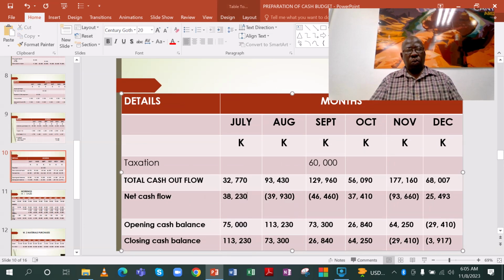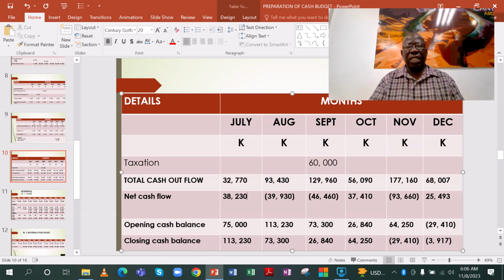So what you start with plus what you gained as a net cash flow will give you the closing cash balance. So you add the net cash flow to the opening balance. In this case, it will come to 113,230. So that is what you close with in the month of July. What you close with in the month of July automatically is what you open with in the subsequent month, which in this case is August.